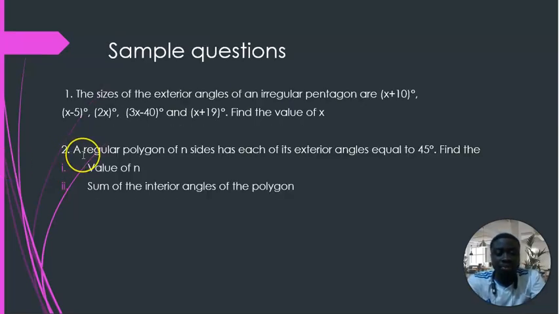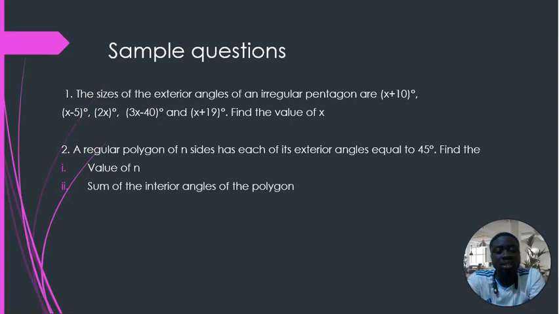Now the second question: a regular polygon of n sides has each of its exterior angles equal to 45 degrees. Find the value of n, which is I, and II, the sum of the interior angles of the polygon. So the underlying word here is regular polygon. Regular means that all the angles are the same. But here you have been given one of them to be 45 degrees. So this 45 degrees is going to help you to find the number of sides, which is n.